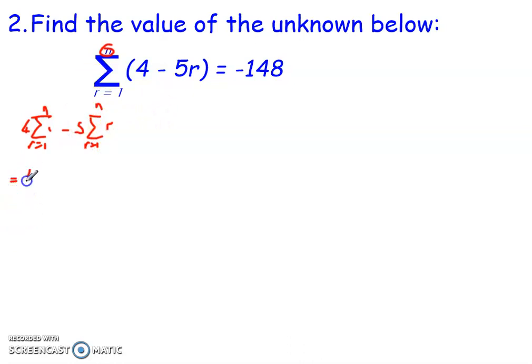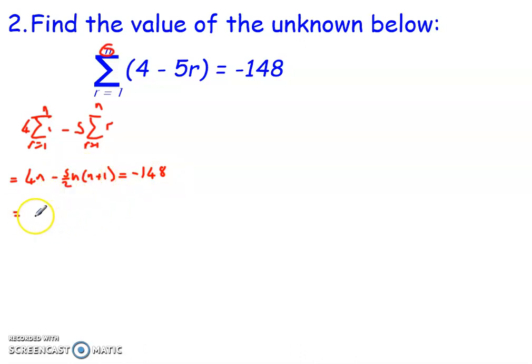What that then gives me is 4 times n from that first term, take away 5 over 2 times n bracket n plus 1. And I know that that has to equal negative 148. So I've got some sort of an equation to solve here. Well, let's start by getting rid of this 2 here and multiplying out this bracket.